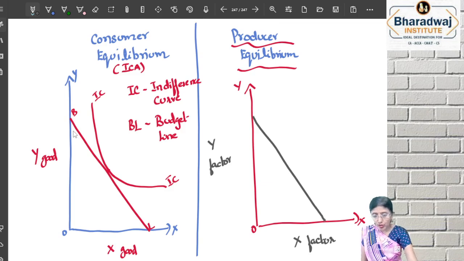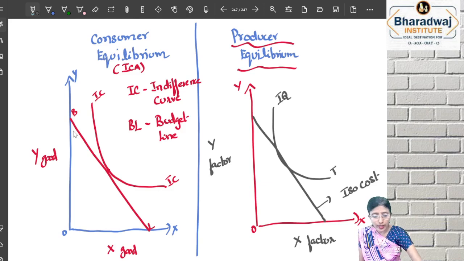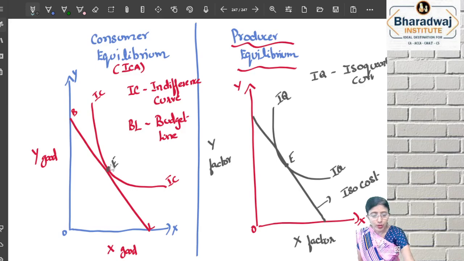Same line I will draw, but I will not call it budget line. This is ISO cost. See, look at the same tools but having different names. This is not IC, it is IQ. And IQ here implies this is equilibrium. Here IQ is your isoquant curve or equal product curve. It is not indifference curve. And this line, say AB, is not your budget line, it is ISO cost.